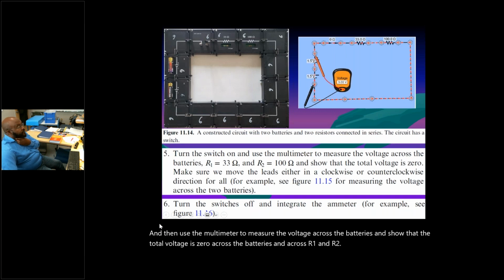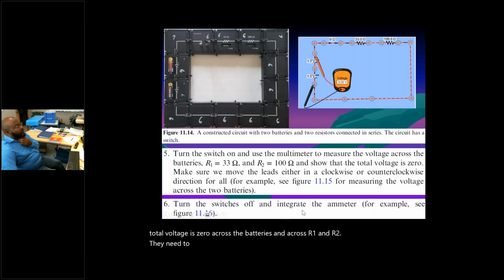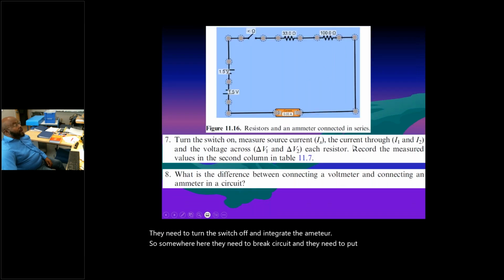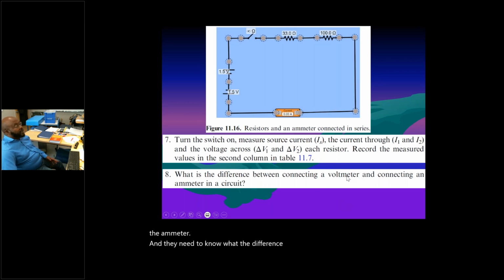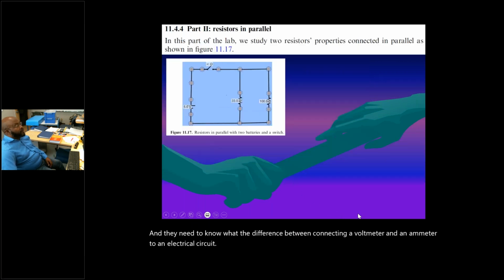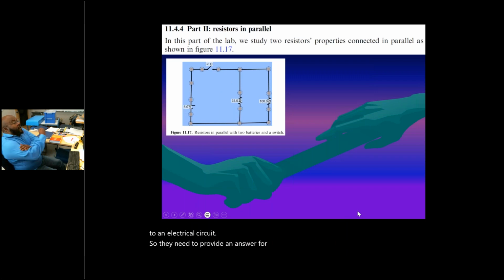And they need to turn the switch off and integrate the ammeter. So somewhere here they need to break the circuit and put the ammeter. If they don't know how to do that, a figure is provided here to show them where to put the ammeter. And they need to know the difference between connecting a voltmeter and an ammeter to an electrical circuit. So they need to provide an answer for that.